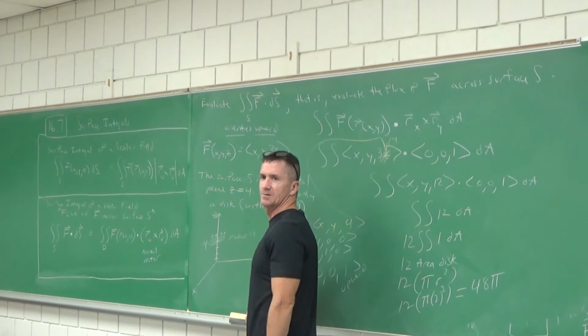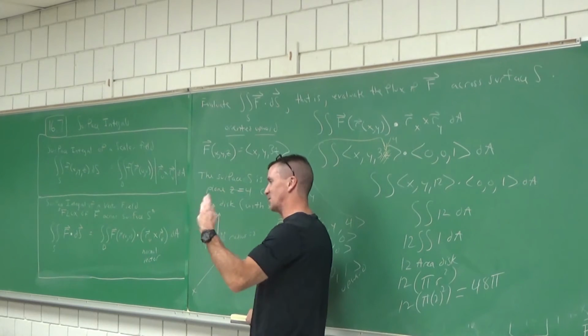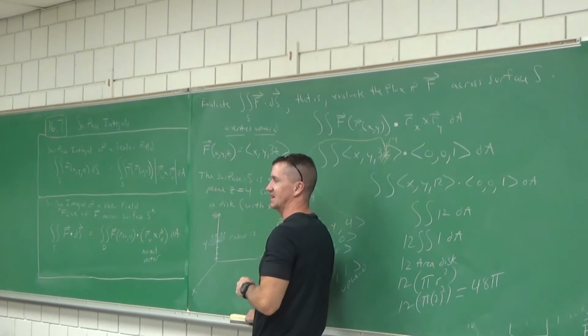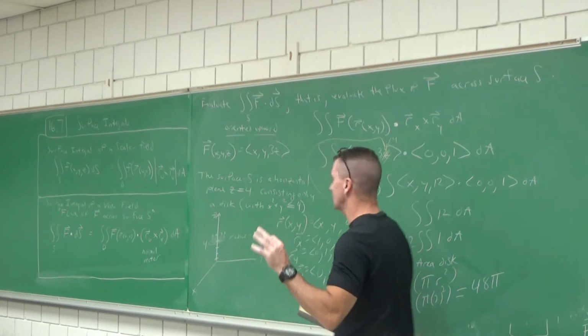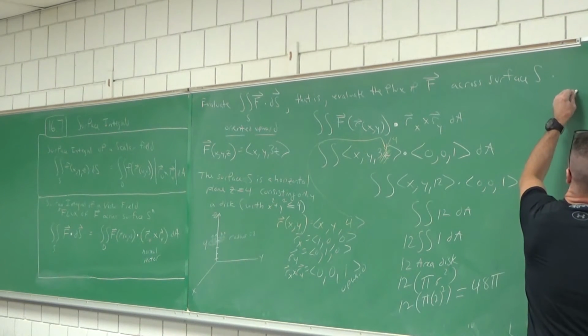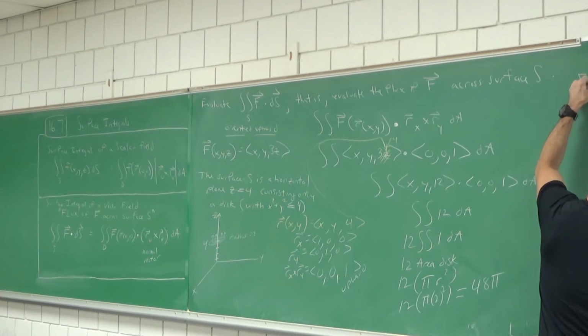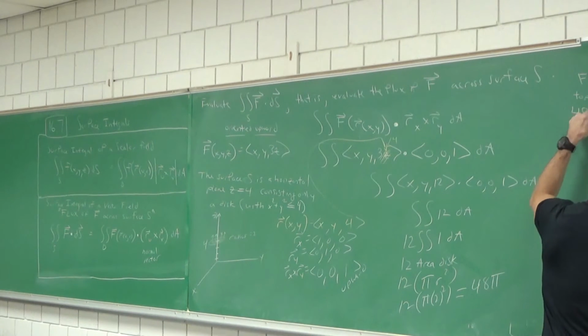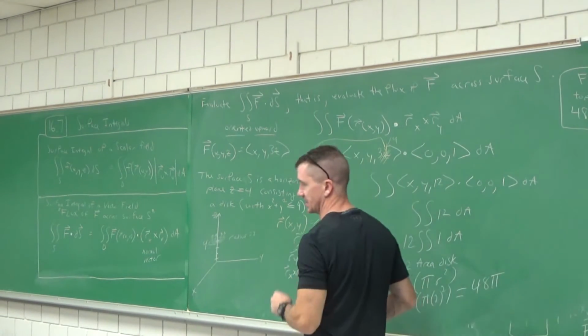There's two more things we're going to do. And there's a reason behind this. I'm going somewhere with all this. You just found a flux across that. And what was the flux? 48 pi. So I got to keep that across that top disk. The flux was how much? 48 pi. Well now, can you get the flux across this next surface?